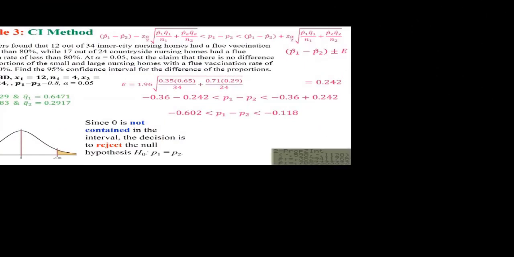Not only do you reject H0, you can see that if P1 minus P2 is between two negative numbers, that means P1 must be less than P2, according to this calculation. So 0 is not contained in the interval. The decision is to reject the null hypothesis of equality. If we were to do TI, this is what we end up with.